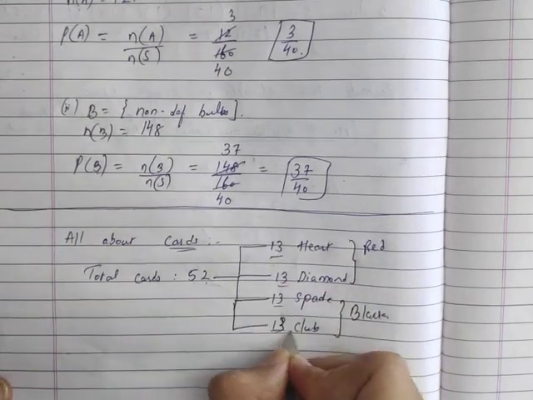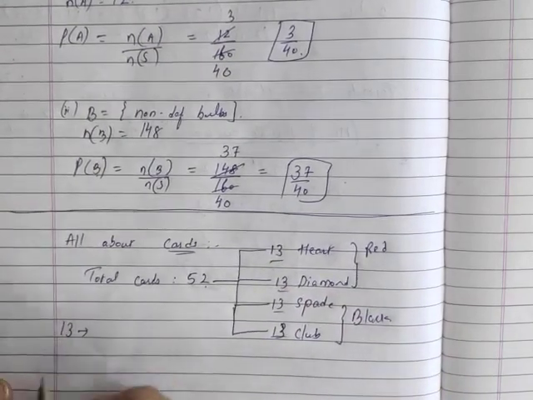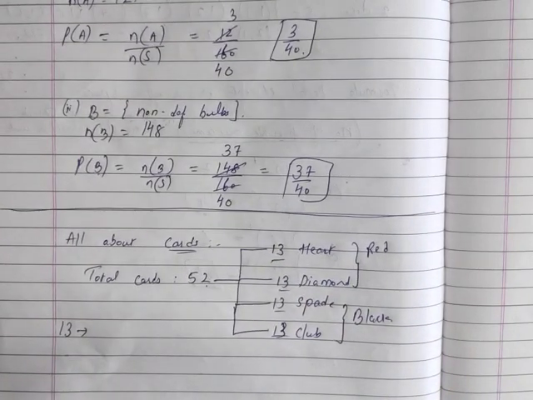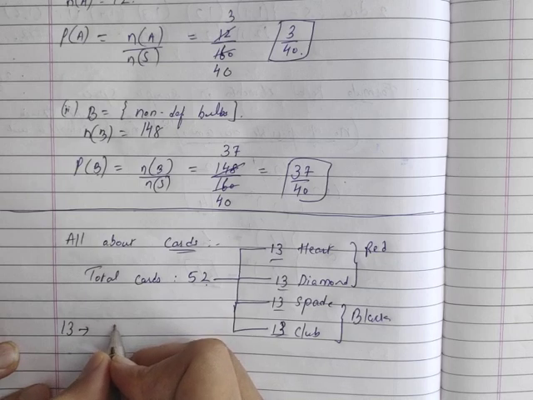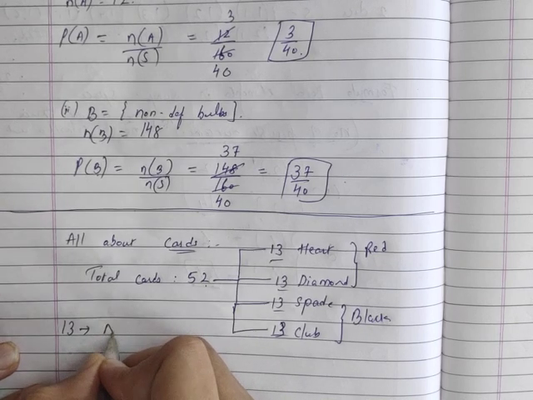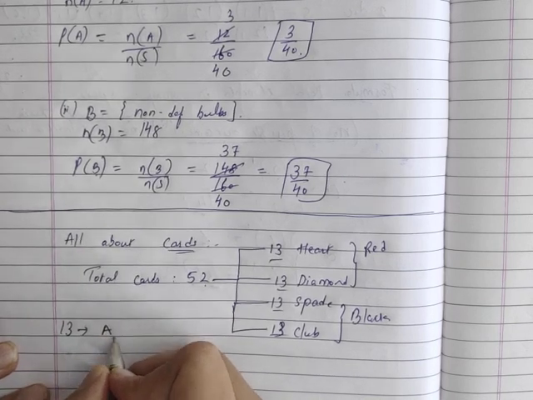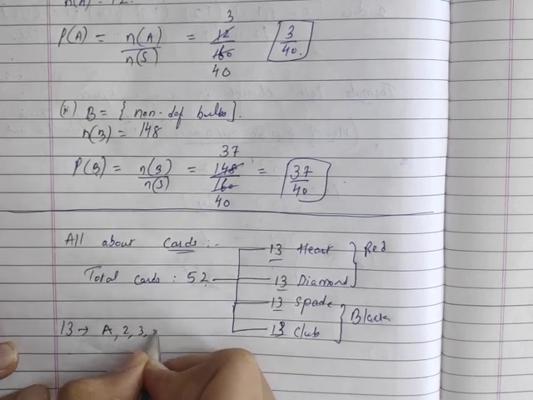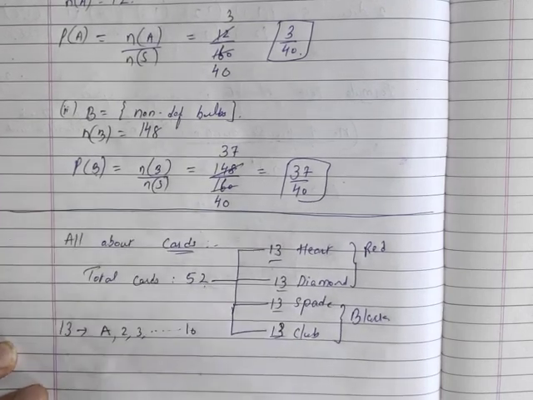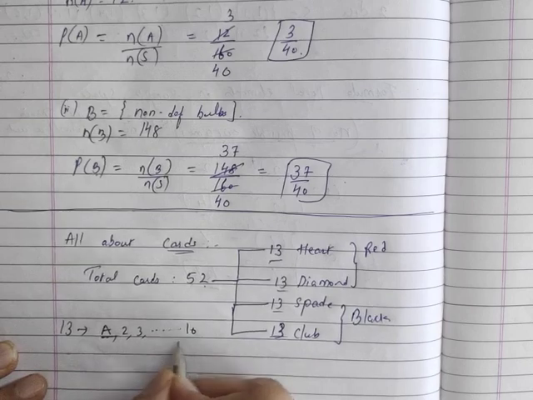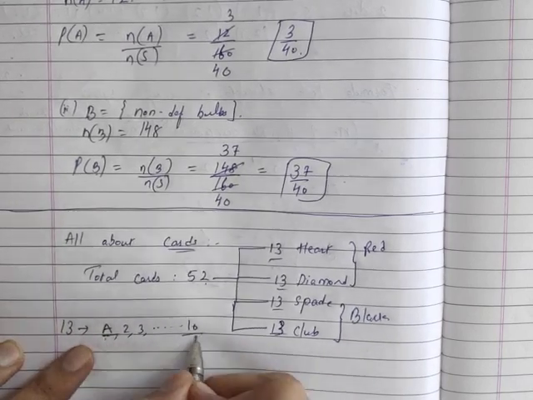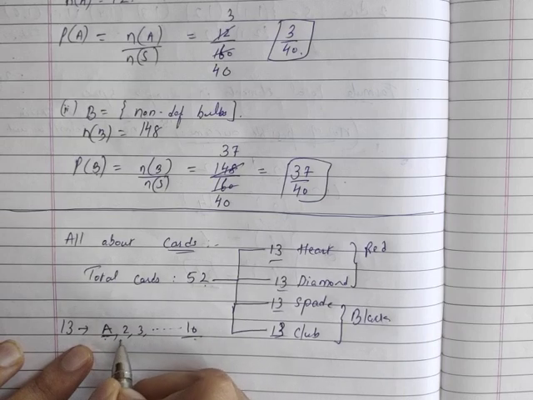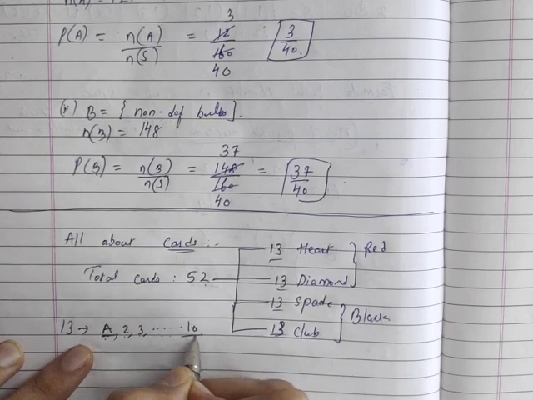And this 13 further contains what? It contains cards from ace or A, then 2, 3, 4, 5, 6, 7, 8, 9, 10. So we say it is from 1 to 10, where ace is almost considered like 1. So ace card, then number cards 2, 3, 4, 5, 6, 7, 8, 9, 10.